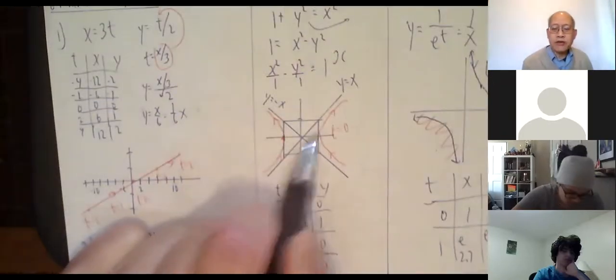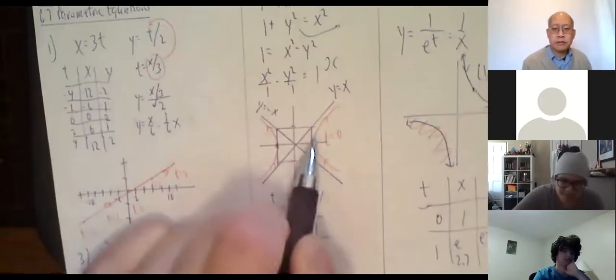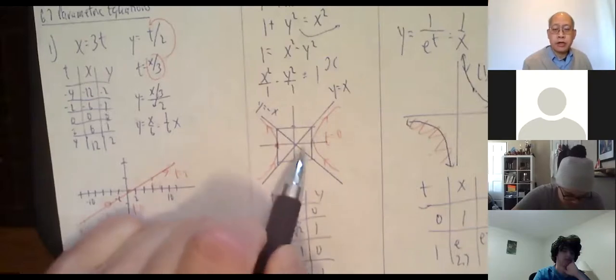Okay, so 1 to the left, 1 to the right, 1 up, 1 down. My box is a square. Draw the asymptotes, curve it. So there's the way it goes.